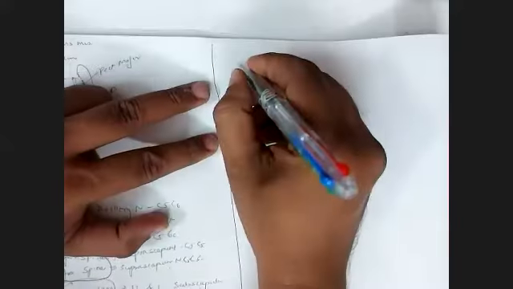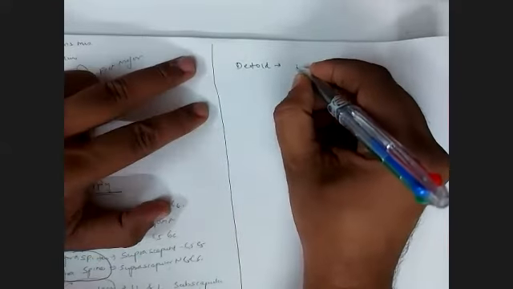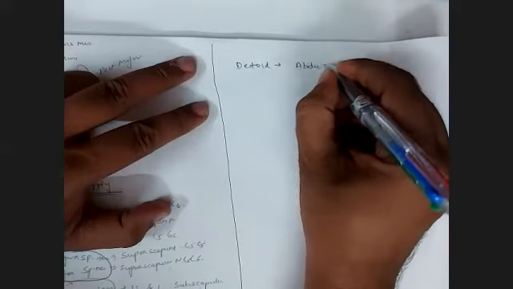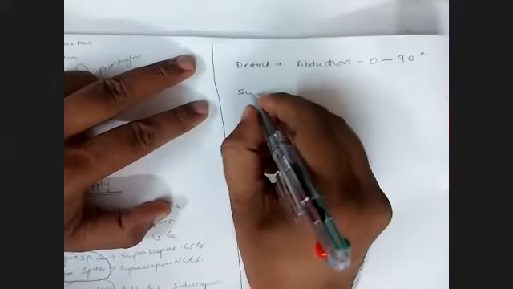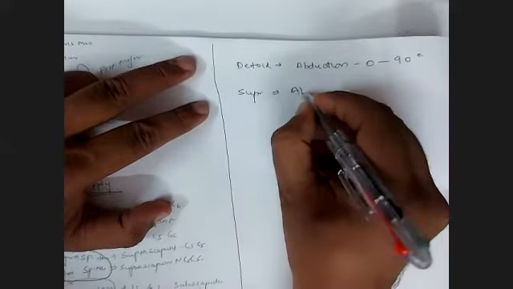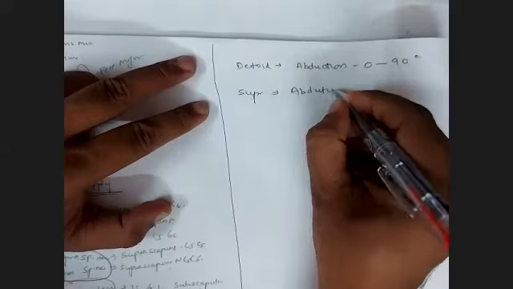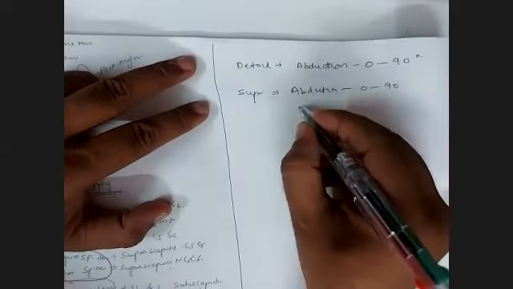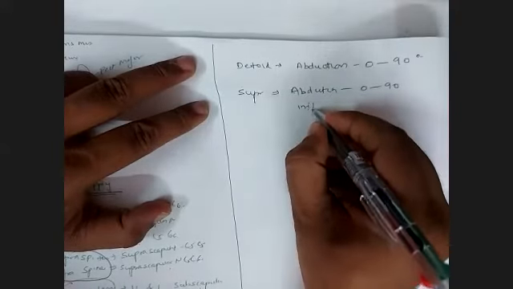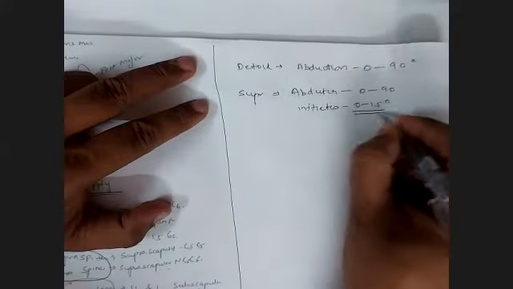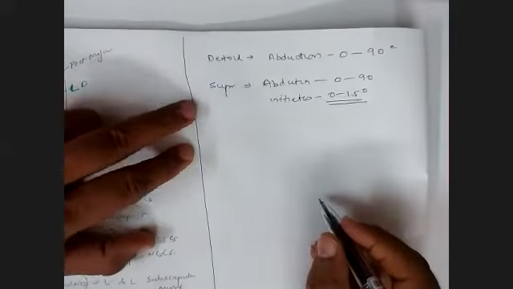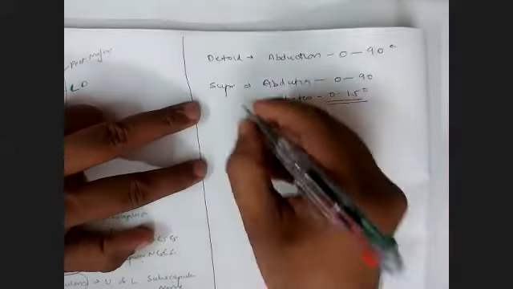What are their actions? Deltoid, we already studied: abduction of the shoulder joint, more from 0 to 90 degrees. Supraspinatus, again abduction from 0 to 90, but some say that it initiates the abduction. There are still some anatomists who feel that supraspinatus is responsible for 0 to 15 degrees.